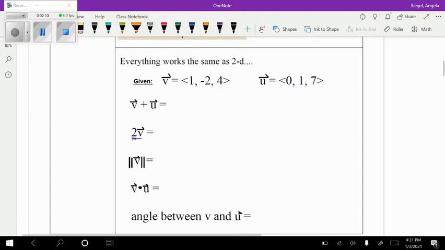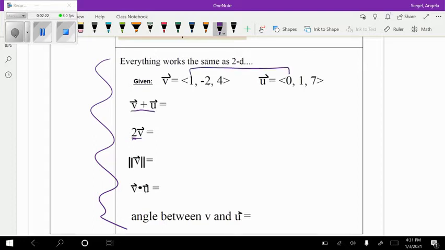Okay, everything that I'm going to do here is no different than 2D. So this is really nice. Remember in 2D, when we added the vectors, we just literally added their components together. So for this one, let me erase this. This one's going to be 1, and then -2 plus 1 is -1. 4 plus 7 is 11. For 2v, 2 times the vector v, remember we just multiply everything by 2. So 2, -4, and 8.